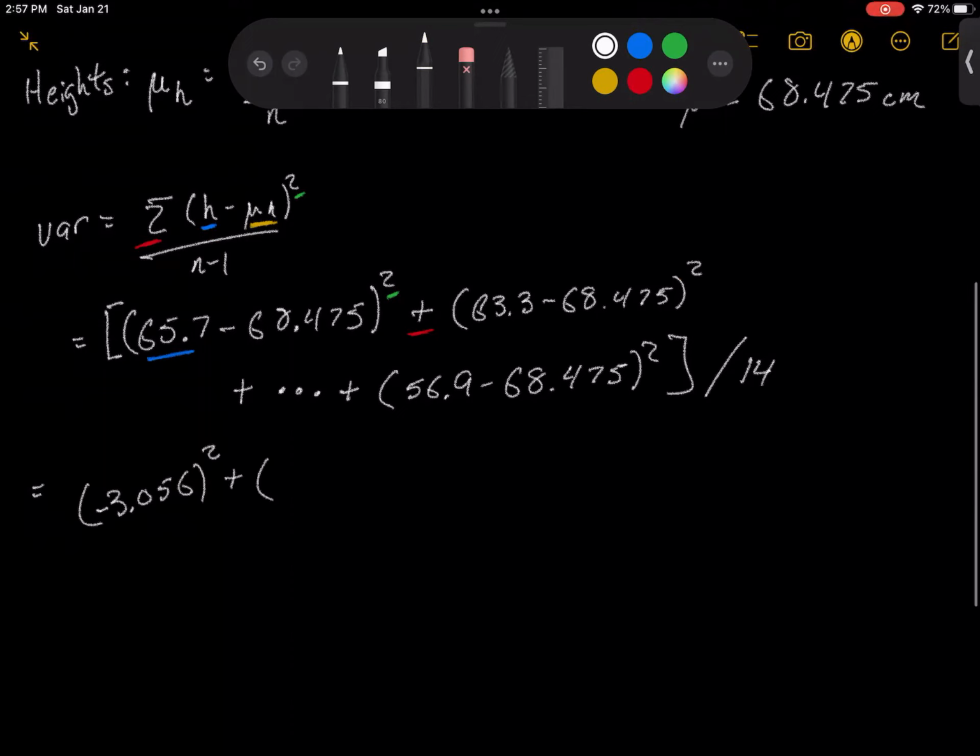And I'll add it to the next distance. 63.3 minus 68.475 gives me minus 5.465. And we'll find the distances or the differences for all of these. 56.9 minus the average of 68.475 gives me a difference of minus 11.867.